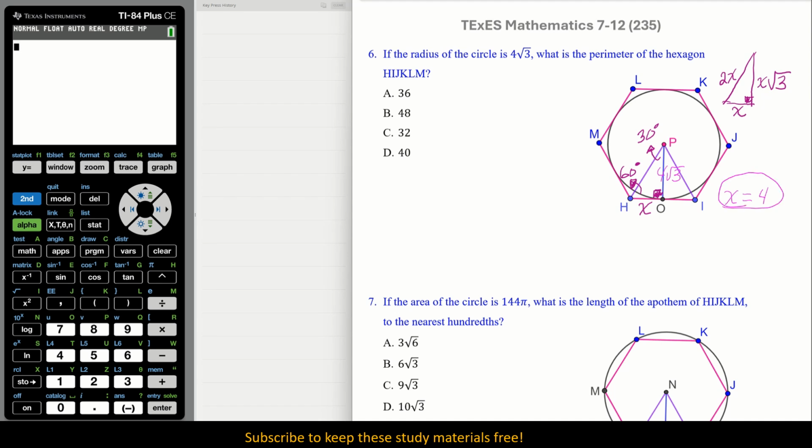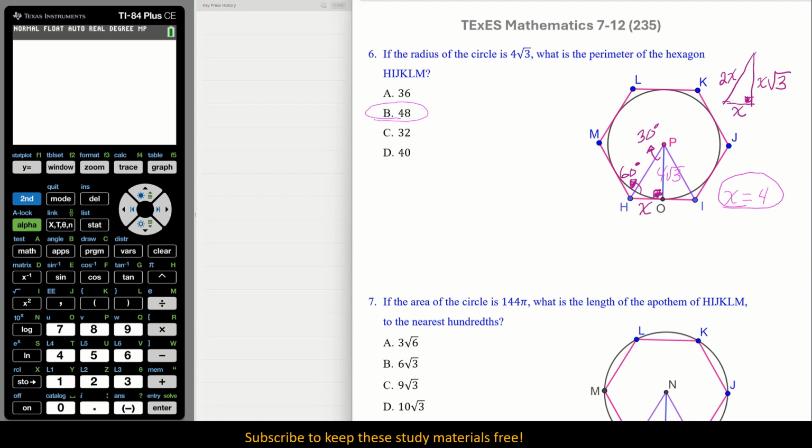And then I also know that I need 12 of those because this is a 6-sided and 4 is half of the length of each side. So 4 times 12 is 48. So I am saying that B is the option we need.